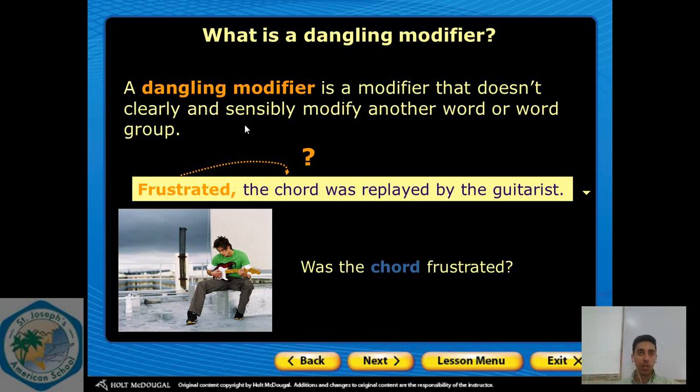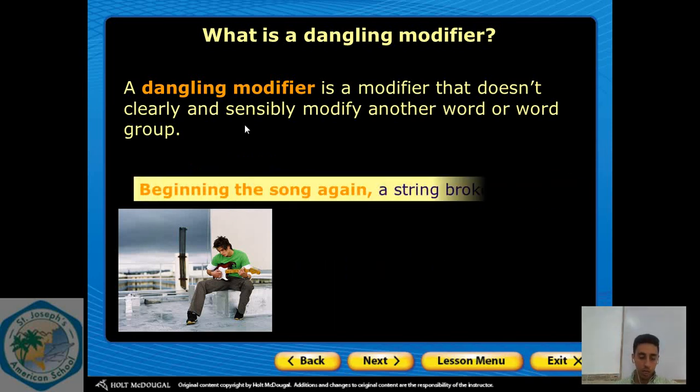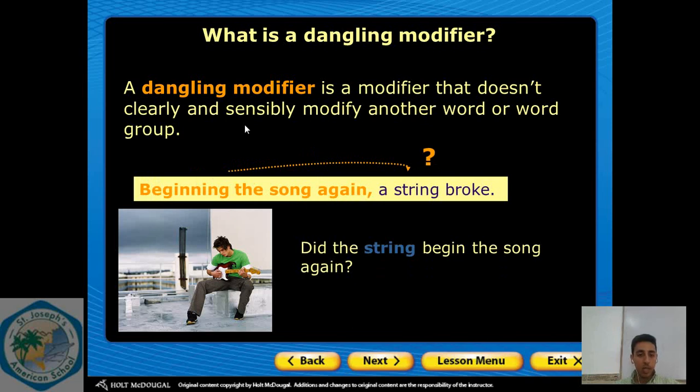"Frustrated," like fed up, like, I'm done with that, I cannot do it anymore. Frustrated. The chord is an object. It cannot be frustrated. I was frustrated playing or replaying the song. "Beginning the song again, a string broke." A string, one of the guitar things which you play with. The string was beginning the song again. Does it make sense?